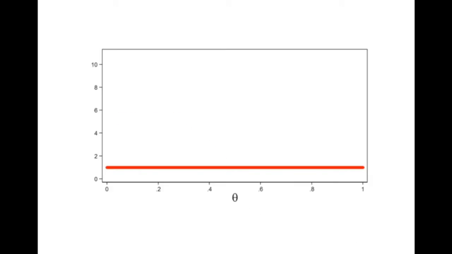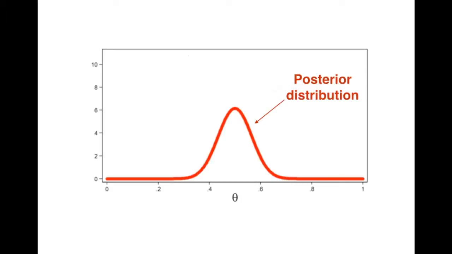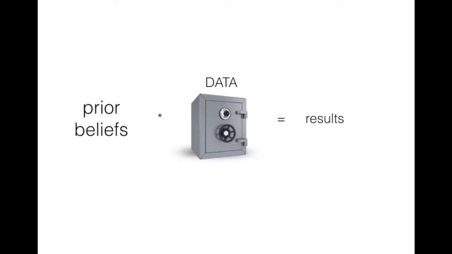Information in the data then modifies what we think about theta. This updated belief, influenced by the information in the data, will be our posterior distribution. In this example, we can be quite confident that theta is somewhere in between 0.4 and 0.6 based on the information in our data. This is our posterior distribution. So we have our prior beliefs influenced by our data giving us our results.